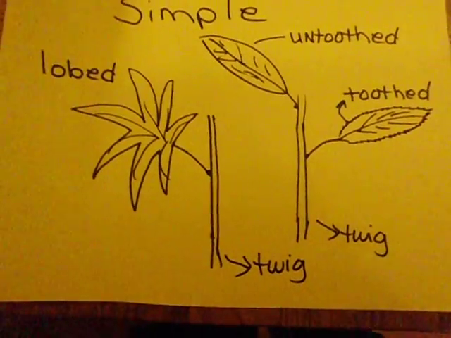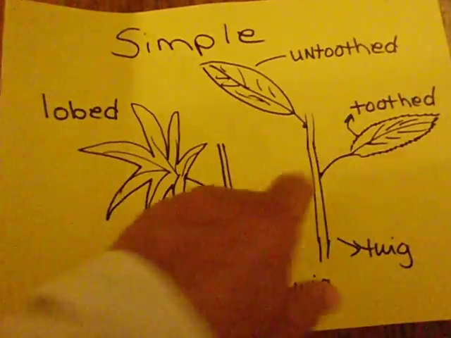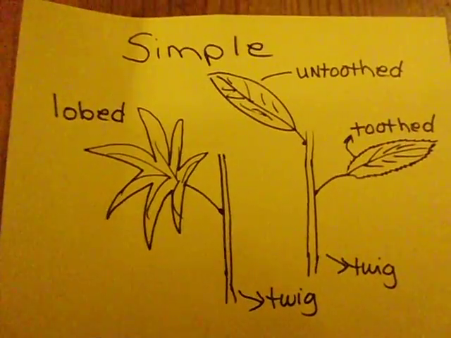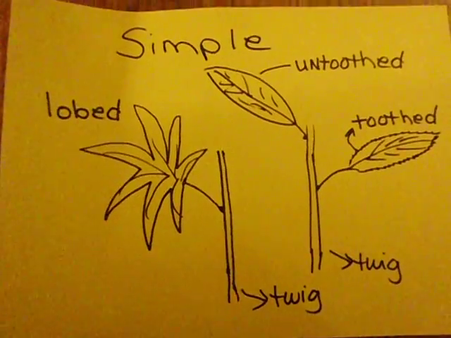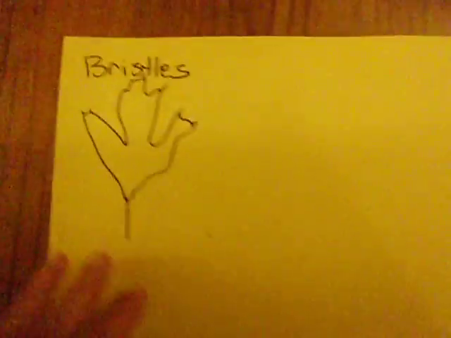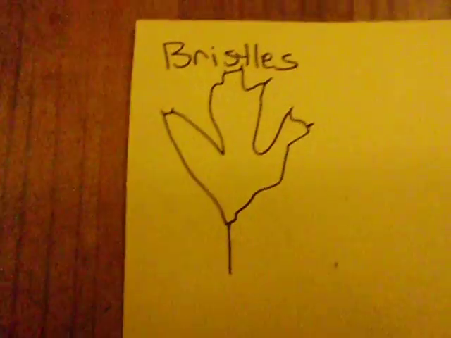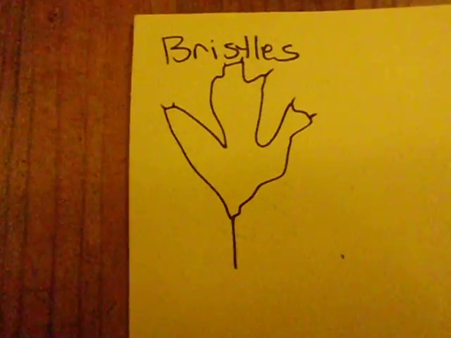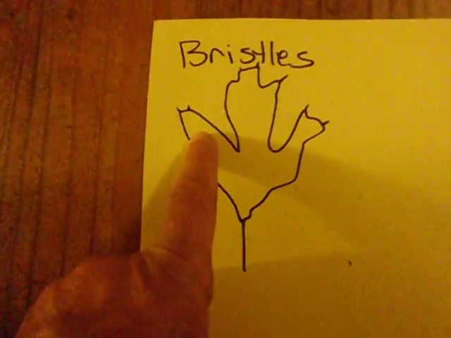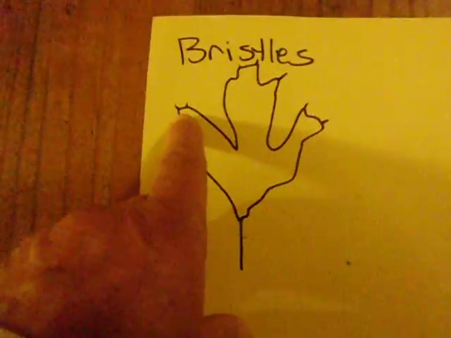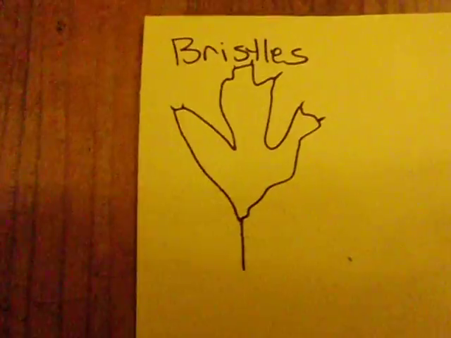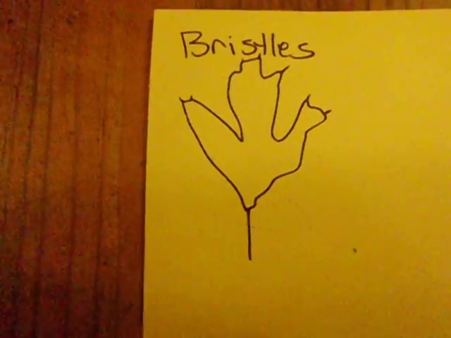It's important to remember that I showed these as alternate, but trees with opposite leaves can also be lobed, untoothed, or toothed. The other description that you'll see in your book is bristle. That's something you'll see with your oaks. This one is an example of a lobe, but they have little pointy edges at the end of the lobes. Another example of that would be a holly tree that has a bristle tip.